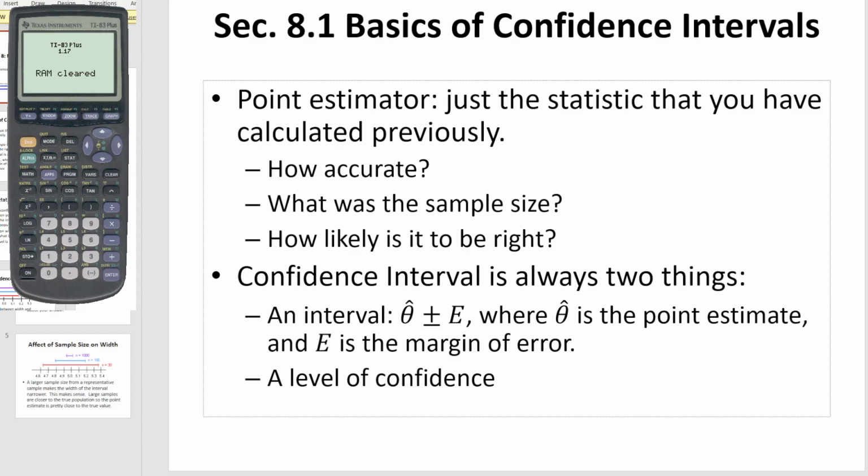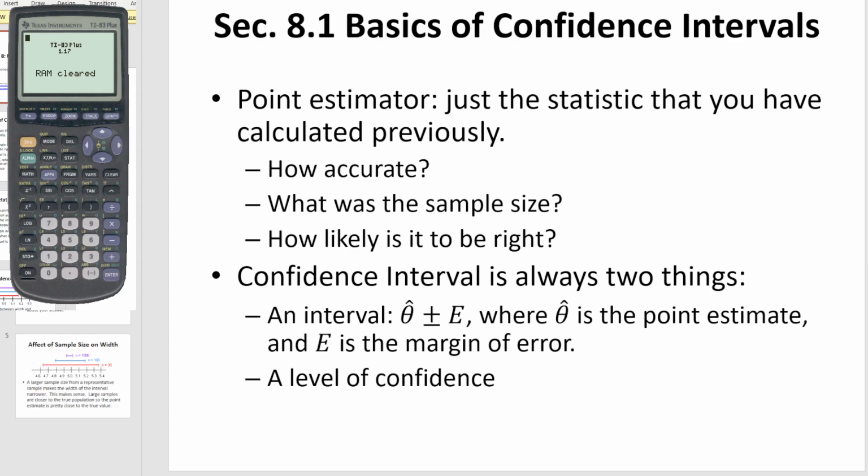Point estimators are easy to find. I mean, we've calculated them in the past, but they have a few drawbacks. First, if we have a large sample size, then the estimate is better. But with a point estimator, you don't know what the sample size is, and you don't know how accurate the estimate is. Both of these problems are solved with a confidence interval.